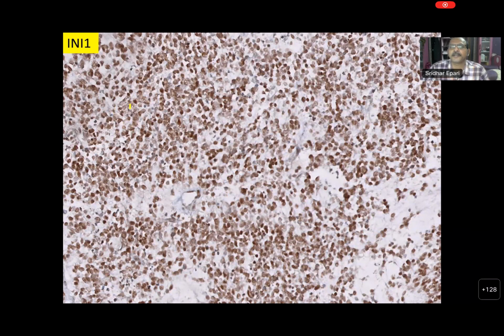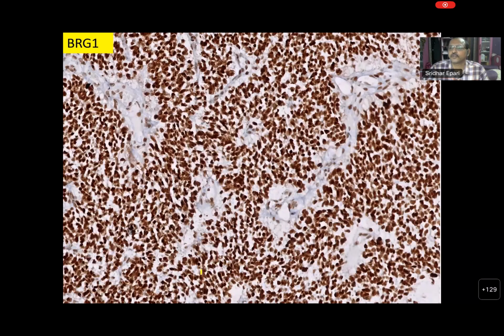How will you interpret INI1 here? Sir, there is a retained expression. Unlike the last tumor, it is retained here. Okay, this is BRG1. What is it? BRG1 is also retained. So INI1 retained and BRG1 retained. What does it tell you? Sir, it rules out ATRT.